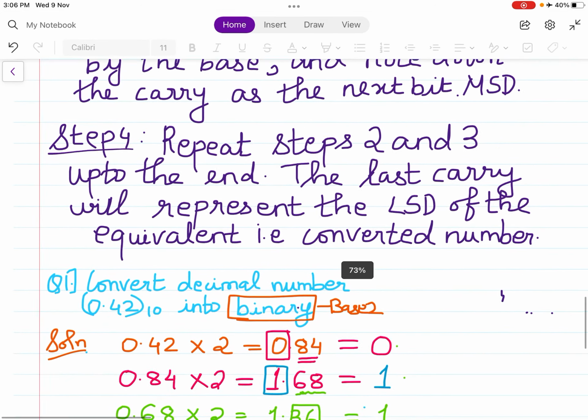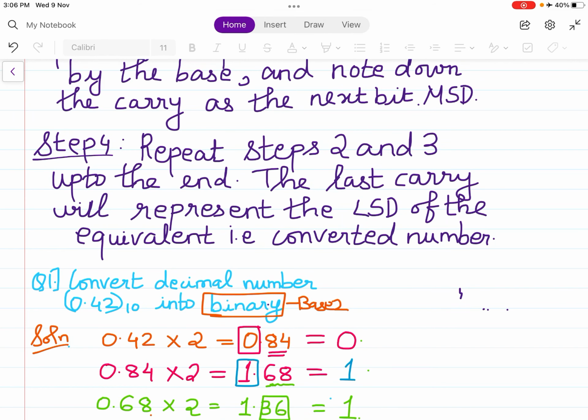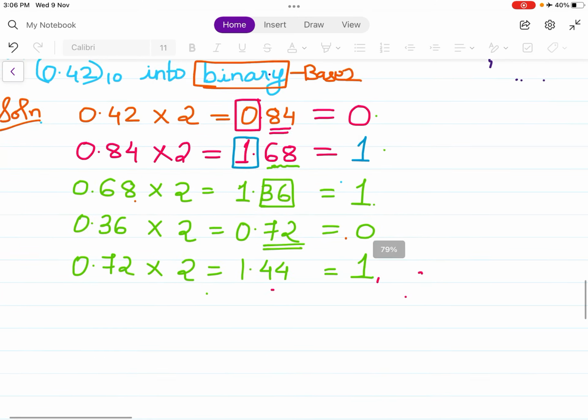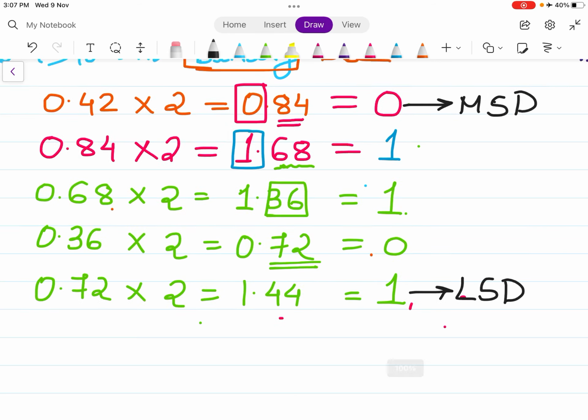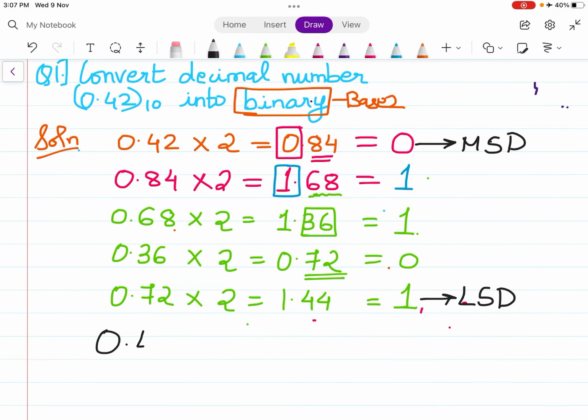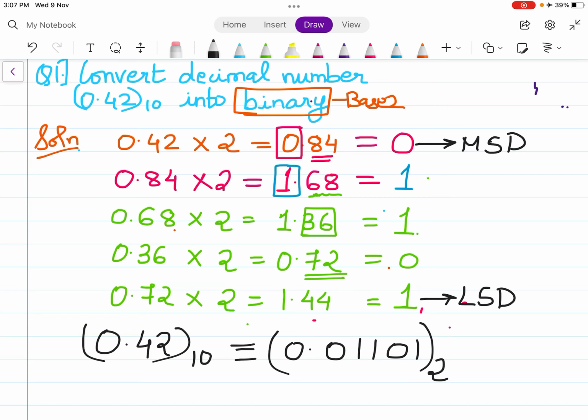So my step number 5 says repeat steps 2 and 3 up to the end. The last carry will represent the LSD of the equivalent. So what is the LSD of the equivalent? The last carry, and the last carry is 1. So this is the LSD and this is the MSD. So 0.42 to the base 10 will be 0.01101 to the base 2.